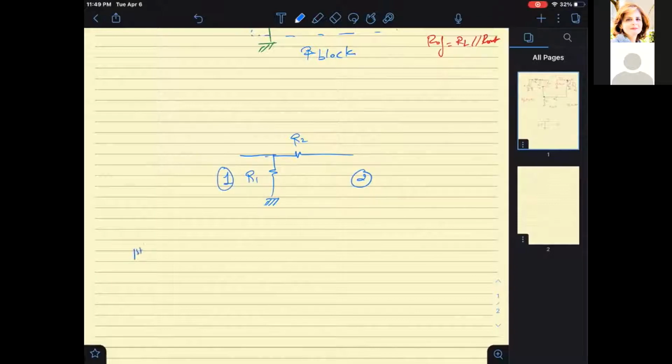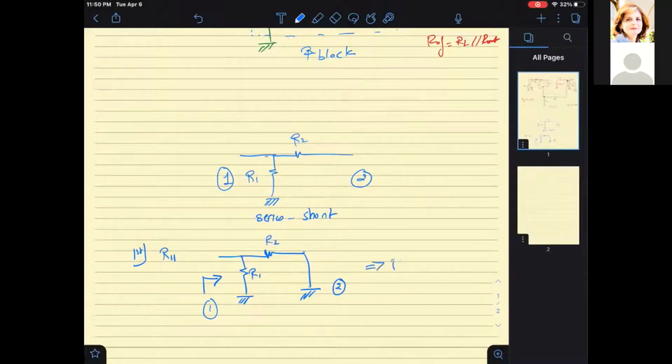So the first step, we solve for R11. To solve for R11, we look from this side, and since it is a series shunt, since I'm looking from port 1, I will short port 2. And so this is R1, this is R2, this means that R11 is equal to R1 parallel to R2.